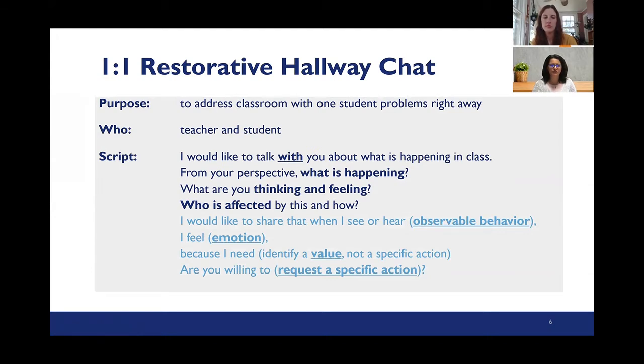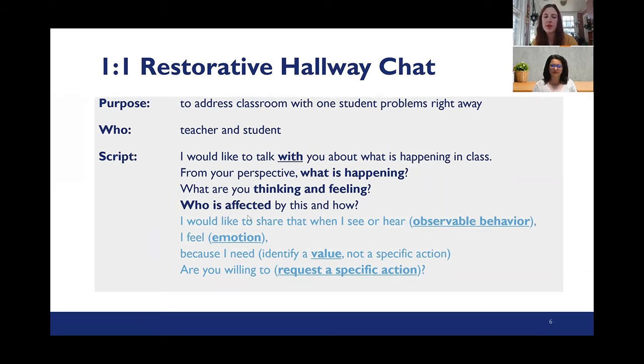So the teacher would say, well, I'd like to share that when I see or hear you being disrespectful to your peers in class, it really makes me feel uneasy and uncomfortable. And I really need to have respect in our classroom between everyone. You know, are you willing to speak in a tone of voice that's polite and use kind words? So I just sort of modeled an example of a really common behavior that happens in classrooms between peers.